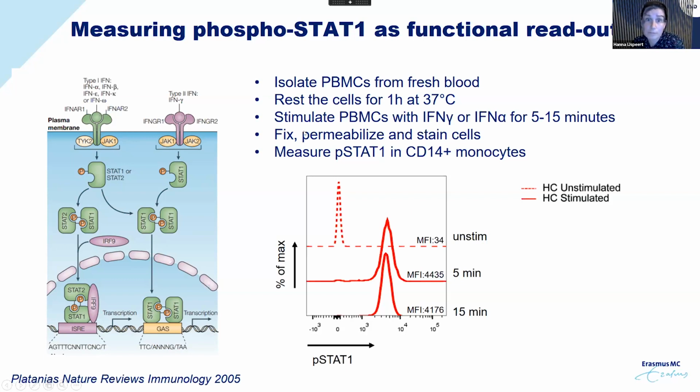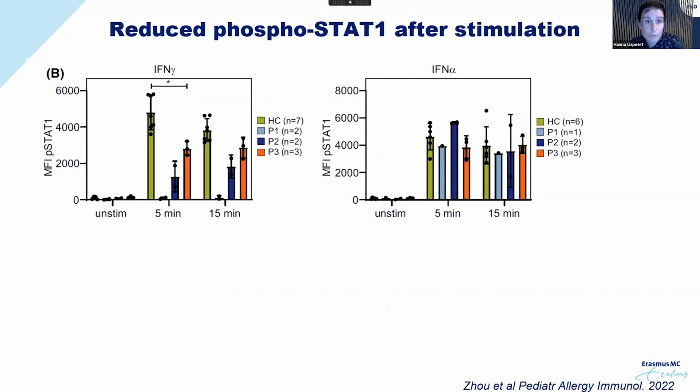After stimulation, we fixed the cells, permeabilized them, stained them, and then measured phospho-STAT1 in CD14 positive monocytes. Here at the bottom, you see an example of a healthy control. When you don't stimulate the cells, you see no expression of phospho-STAT1. If you stimulate the cells for 5 or 15 minutes, you see a nice shift in the expression of phosphorylated STAT1. We performed this assay in all 3 patients.